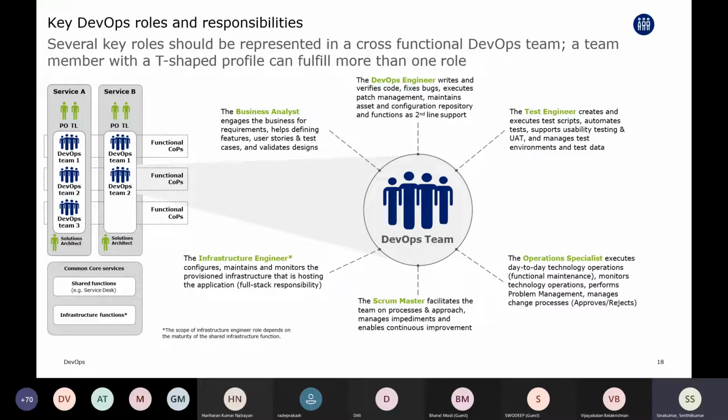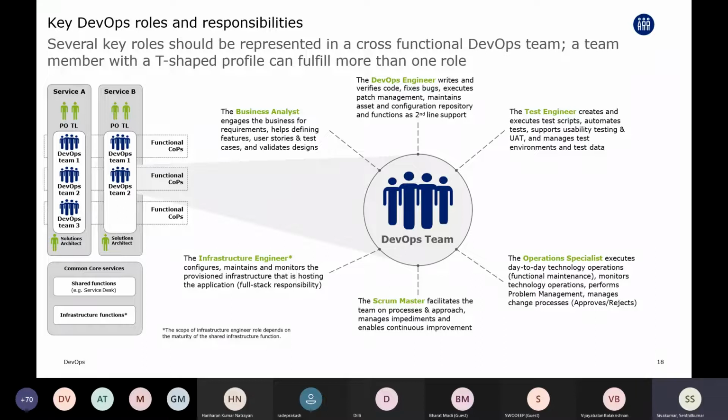So for that, the list of expansions from service B starts with business analyst, infrastructure engineer, Scrum Master, operations specialist, test engineer, and DevOps engineer. So now the team has been formed. What is the role for the business analyst? And what is the role for the infrastructure engineer? What is the role for the Scrum Master? And what is the role for the operations specialist? And what is the role for the test engineer? And what is the role for the DevOps engineer? It will be very hard to understand these two phases.